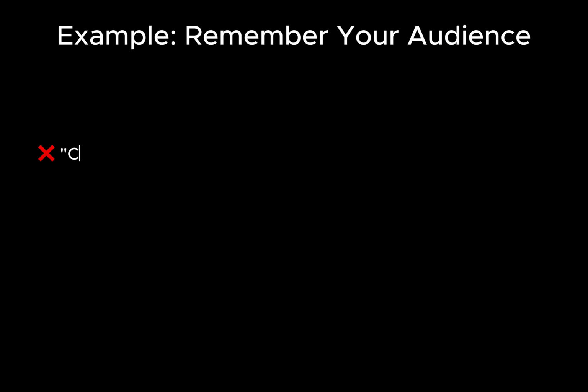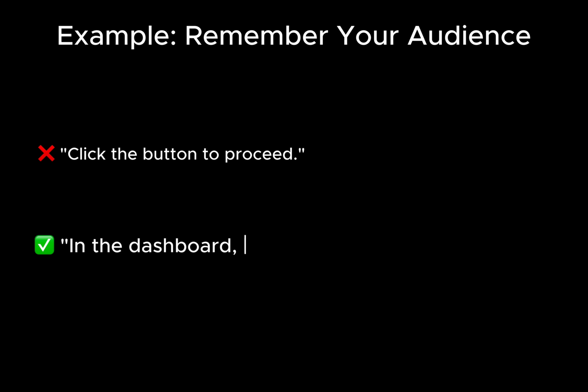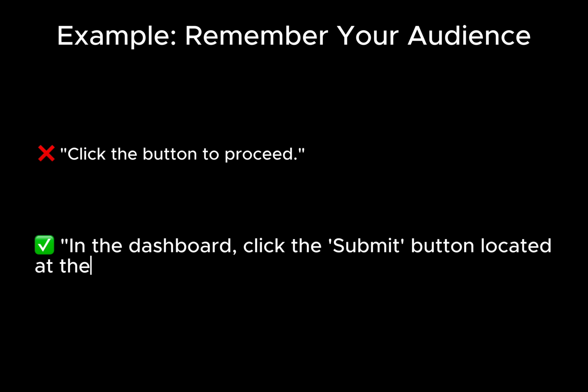Nobody will be lost. For example, say you want to write, "Click the button to proceed." I mean, which button? Your audience probably doesn't know what button you are referring to. But it would have been better if you wrote it this way: "In the dashboard, click the submit button located at the bottom right corner to proceed." This way, your audience now understands what you mean and can follow along without getting stuck. In summary, make sure you define technical terms as much as possible and provide context as well, so that your readers will be able to follow along.